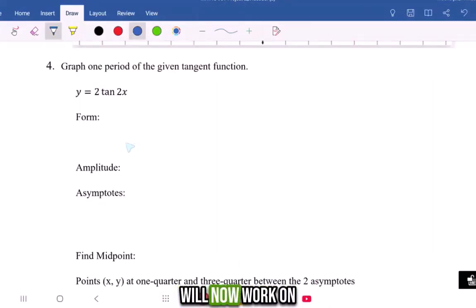Hello, everyone. We will now work on question number 4 in project 2, which is on graphing of the tangent function. The function given to us is y equals 2 times tan of 2x. Now, if you recall, the process of graphing a tangent function is slightly different from graphing a sine function or a cosine function. The steps are a little bit different. A tangent function would have asymptotes in its graph, so we will have to locate the position of the asymptotes.